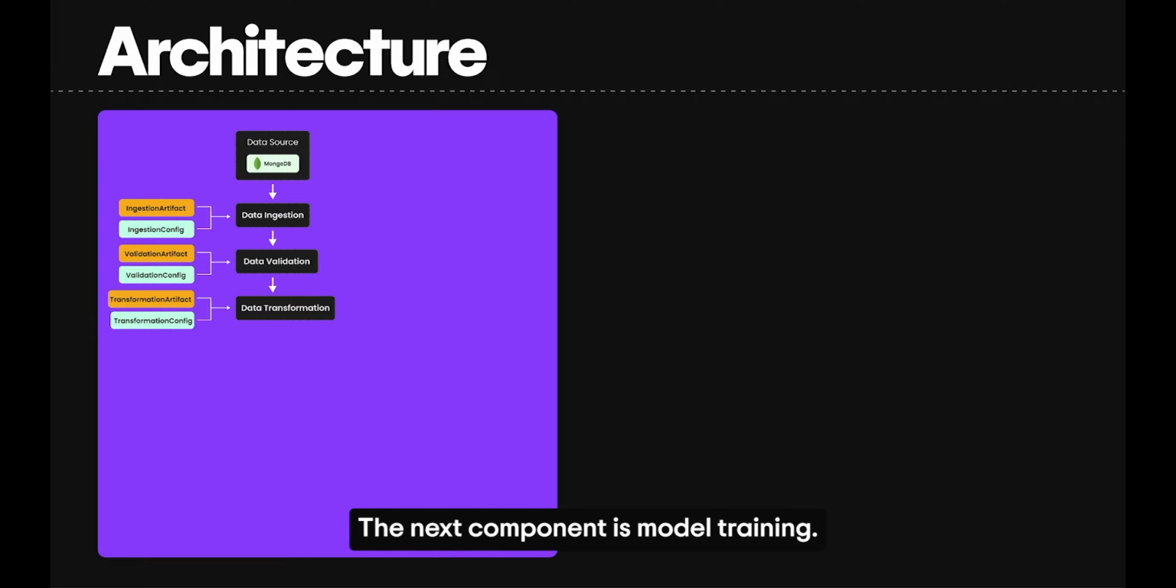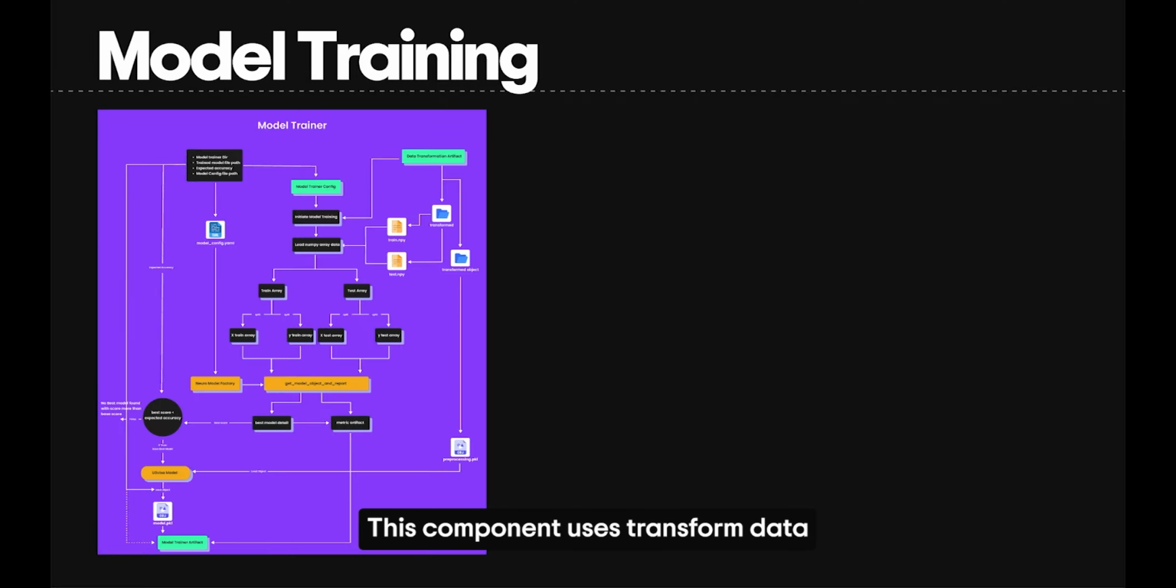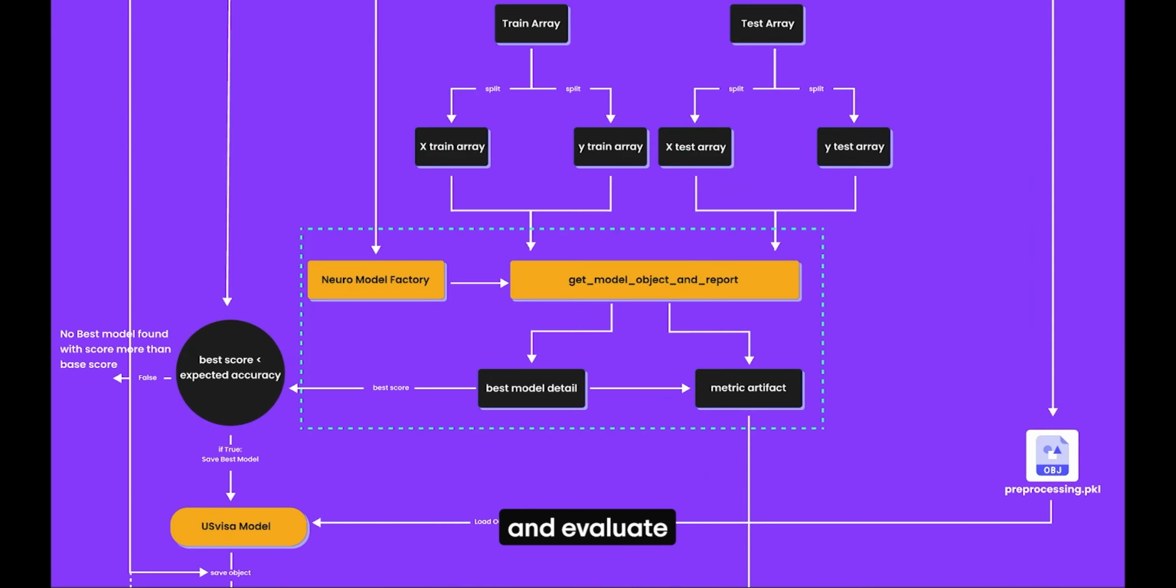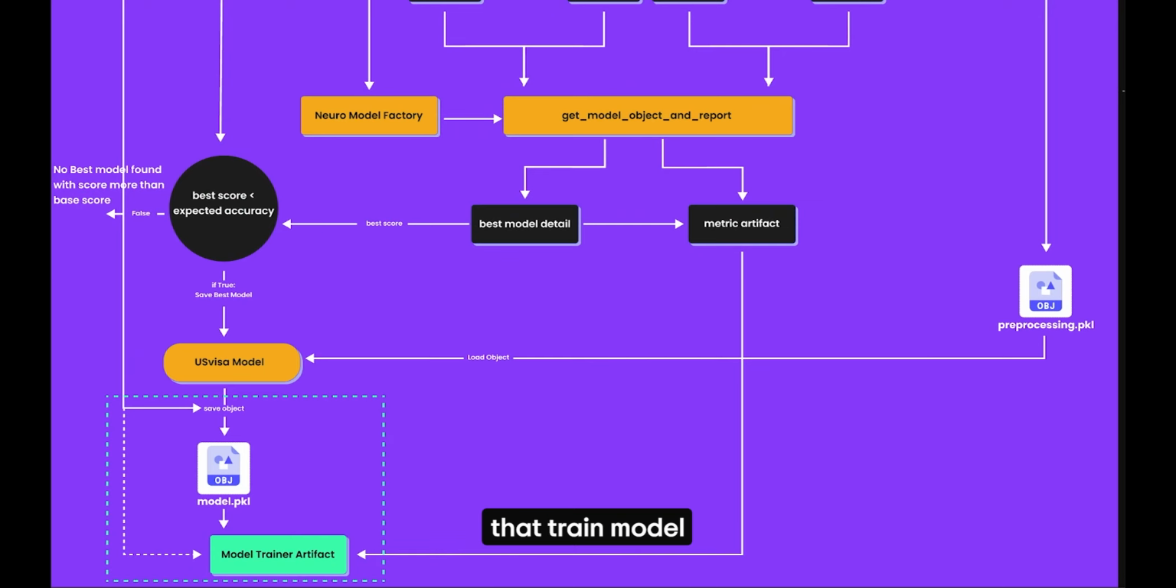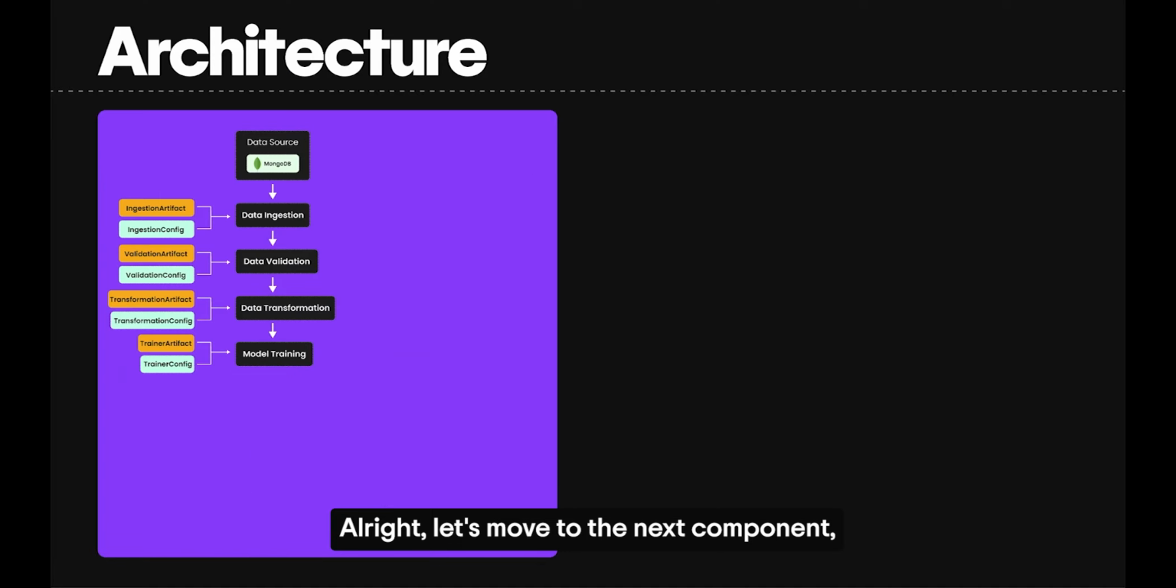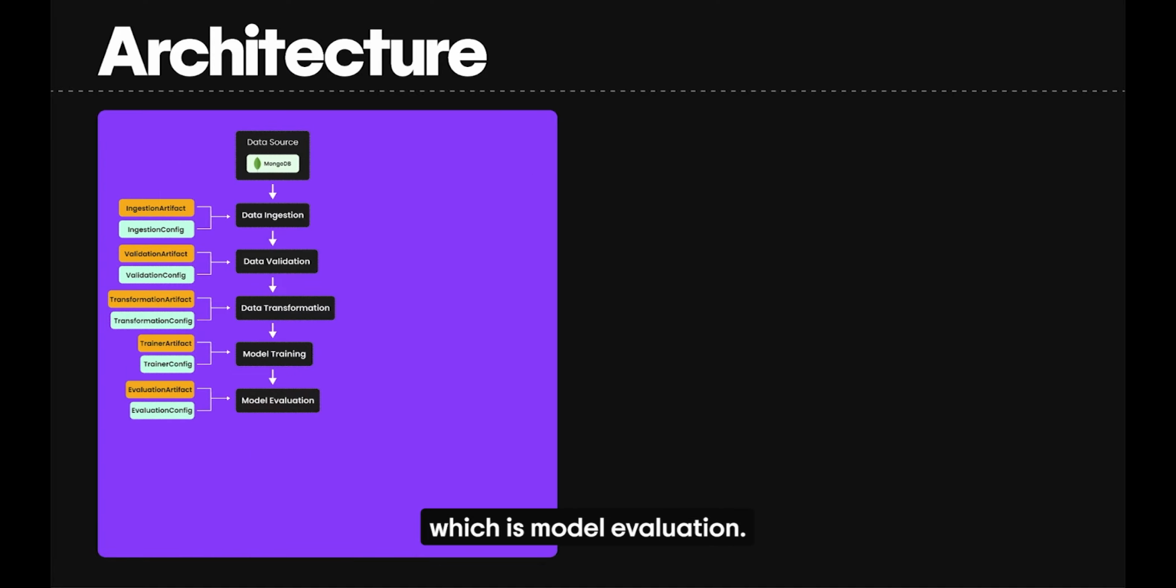The next component is model training. This component uses transformed data to train and evaluate multiple models, selecting the best performing one based on the accuracy threshold. It outputs the trained model along with the performance metrics and artifacts for further use in deployment. Alright, let's move to the next component, which is model evaluation.